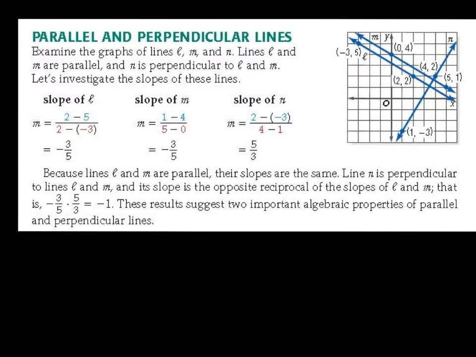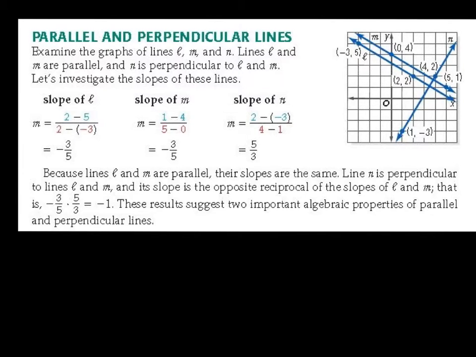Examine the graphs of lines L, M, and N. Lines L and M are parallel, and line N is perpendicular to L and M. The slope of L is going down 3 over 5, as is the slope of M, down 3 over 5. The slope of N is going up 5 over 3. Because lines L and M are parallel, their slopes are the same. Line N is perpendicular to lines L and M, and its slope is the opposite reciprocal of the slopes of lines L and M. That is, -3/5 times 5/3 is -1.